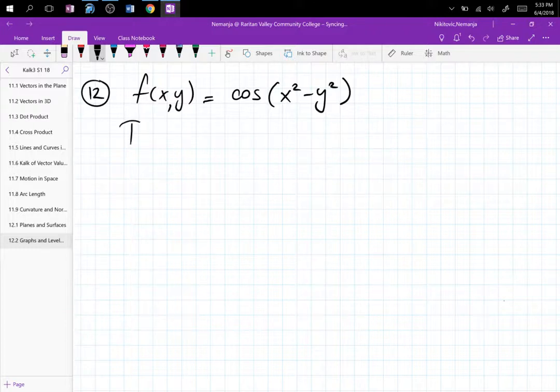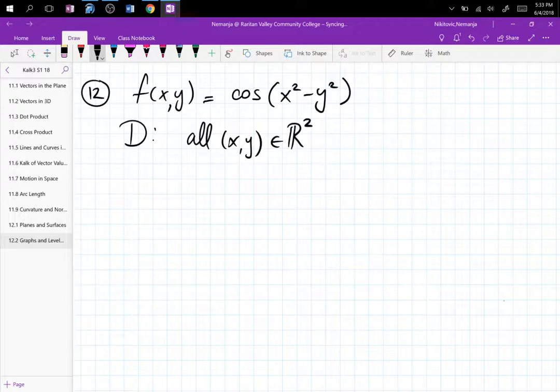So over here, domain, all x, y element of R2. Now range is going to be -1 to 1 because it's cosine, and that's all the cosine can give back.